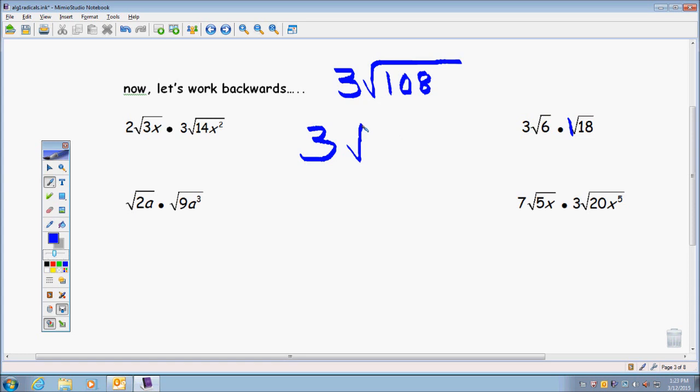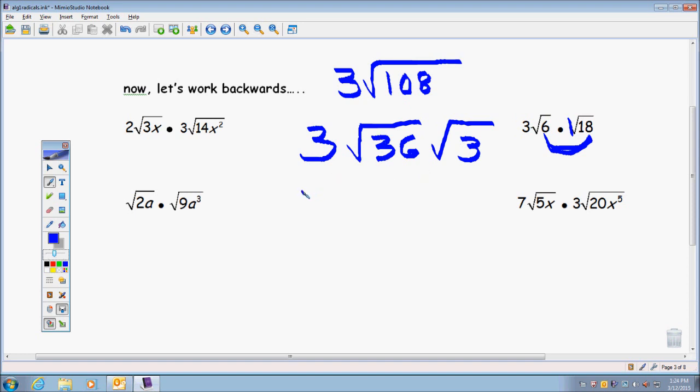So what we're doing is we're rewriting this and breaking it down the right way. 36 is the largest perfect square factor of 108. See, 36 times 3 is 108. These are factors of 108, but they're not perfect square factors. So that's the purpose of this. We're going to build it back together and break it apart the right way.